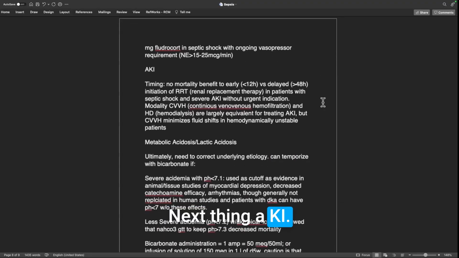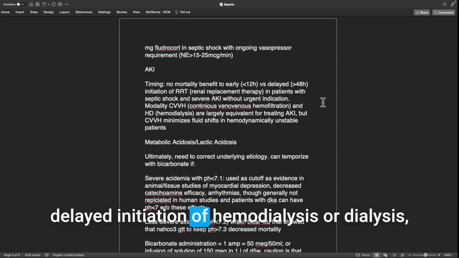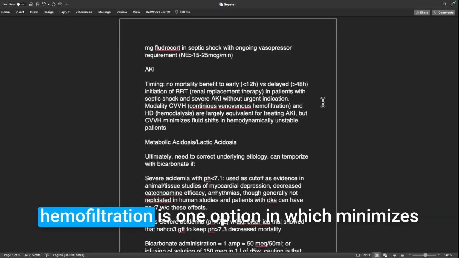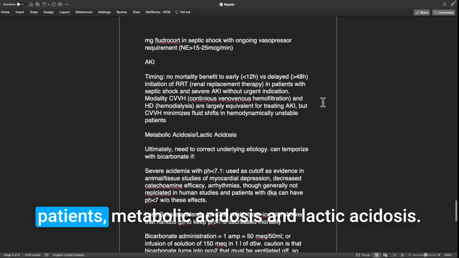Next, AKI. There's no mortality benefit to early versus delayed initiation of dialysis, but essentially continuous veno-venous hemofiltration is one option which minimizes the fluid shifts in hemodynamically unstable patients.